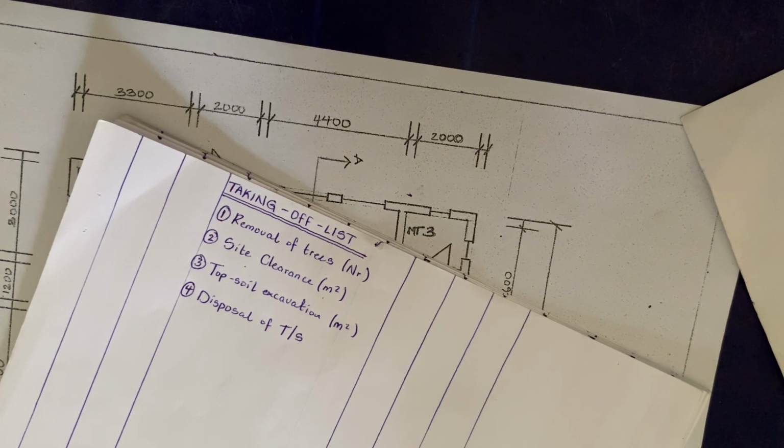Now, if you watched one of the previous videos on the taking off list for substructure, I wrote the taking off list based on the grouping of the work done, and you know that the grouping of the work done includes excavation and filling, in-situ concrete work, and block work. However, in this video, I'm going to be taking off for substructure in the same way buildings are built in the construction industry. So stay tuned and enjoy the video.